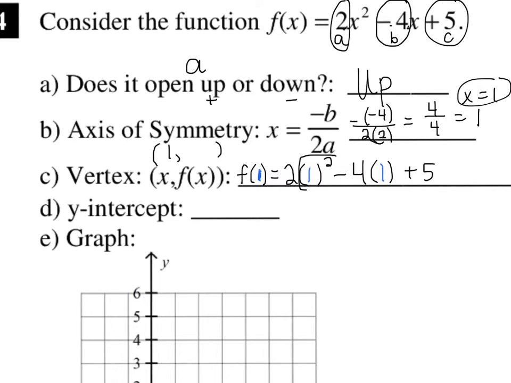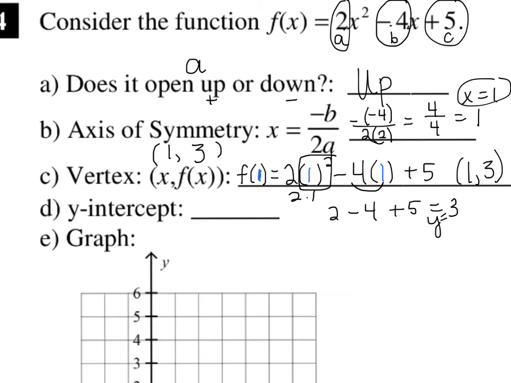So first you square the 1. 1 squared is 1, so 2 times 1 is 2. Negative 4 times 1 is negative 4. So 2 minus 4 is negative 2, and negative 2 plus 5 is 3. So our vertex is 3 units up. So the x was 1, the y is 3, the vertex is 1, 3.